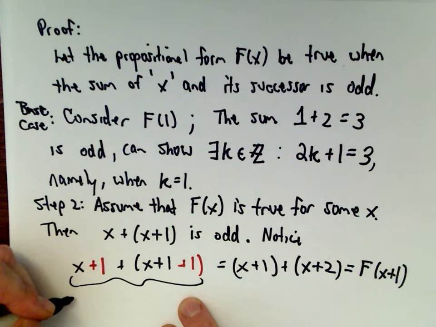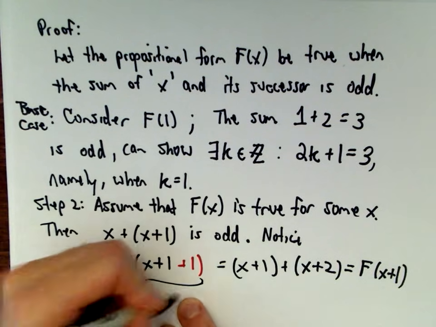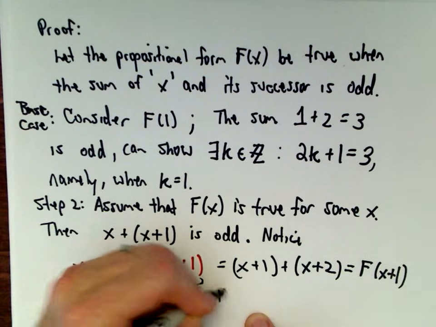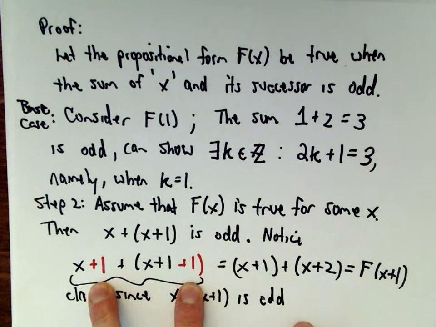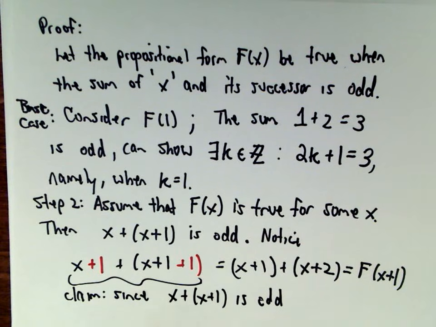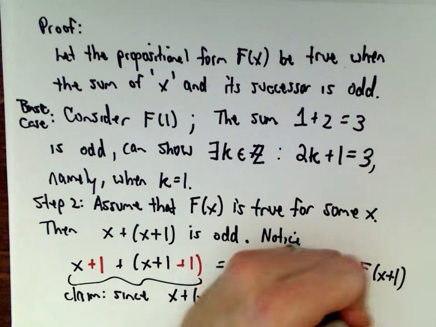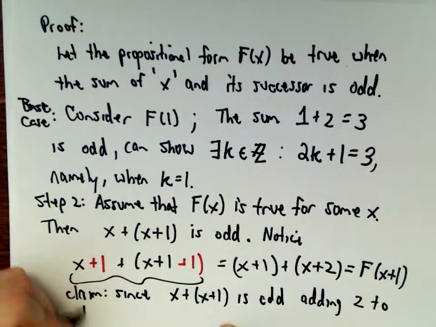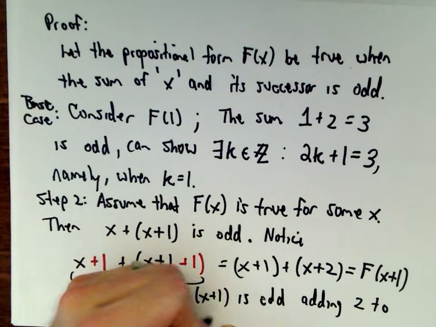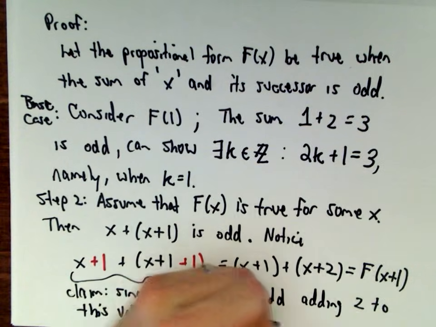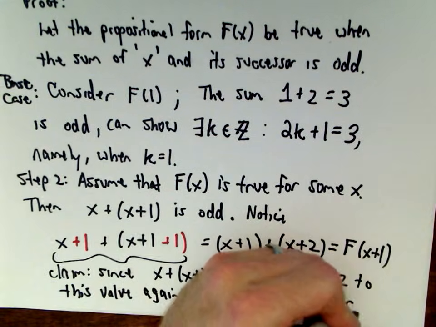so our claim here is that since x plus 1 is odd, what did we do? Well, we really just added 2, right? We added 2, we added 1 plus 1. So since x plus 1 is odd, adding 2 to this value again gives an odd number, and that would be proof complete.